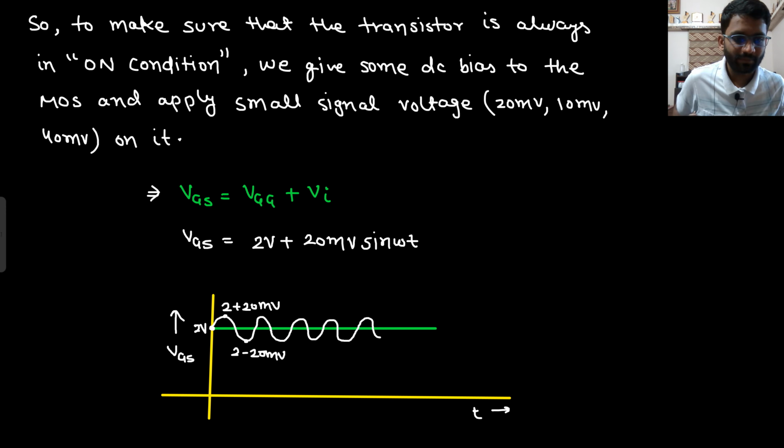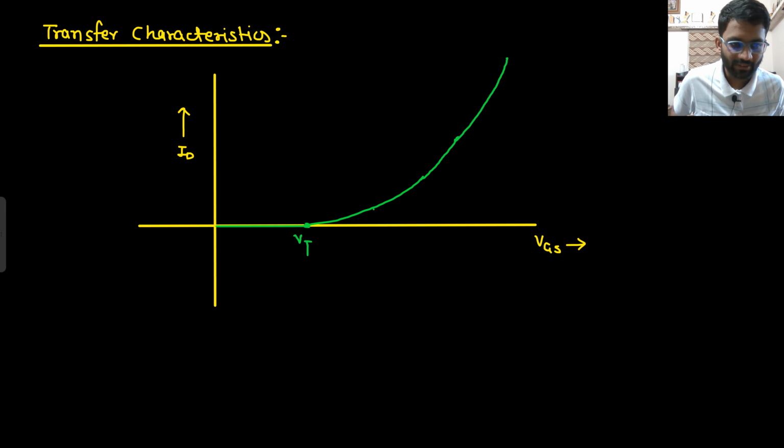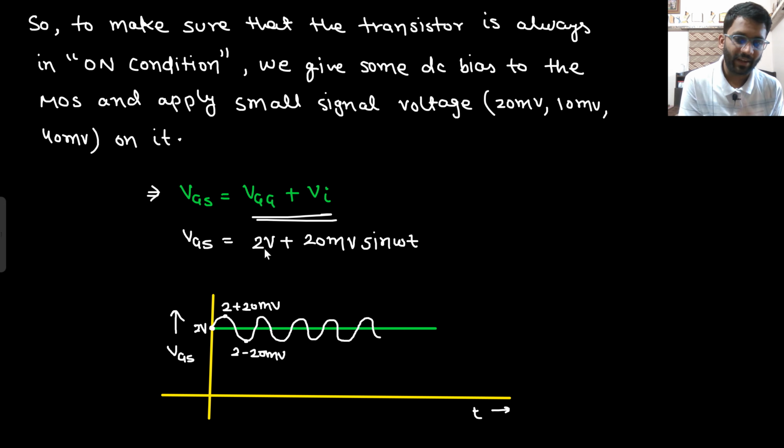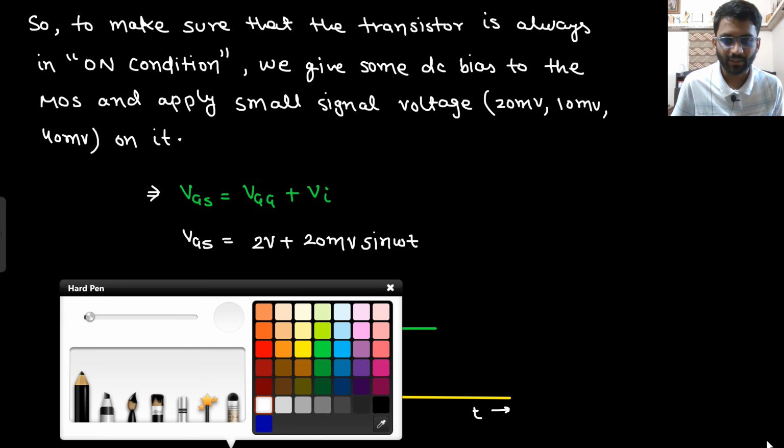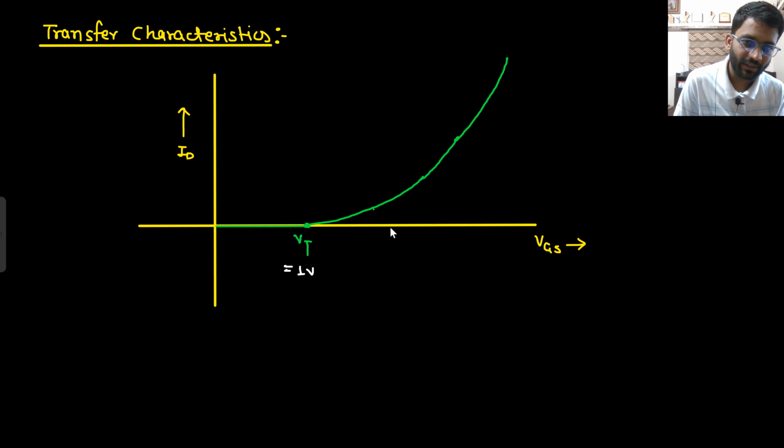Let's see it in one more graph. We will see it in the ID versus VGS graph. So this is our ID versus VGS transfer characteristic. I am assuming my Vt voltage to be 1 volt. So where will be my operating condition? I am running it at 2 volt plus 20 millivolts sin omega t. So my operating condition will be somewhere here. Let's assume this is 2 volt. Although it will be very near, to show you in the graph I will make it far away. So this will be 2 plus 20 millivolt, and this will be 2 minus 20 millivolt. So I don't need to write it down.